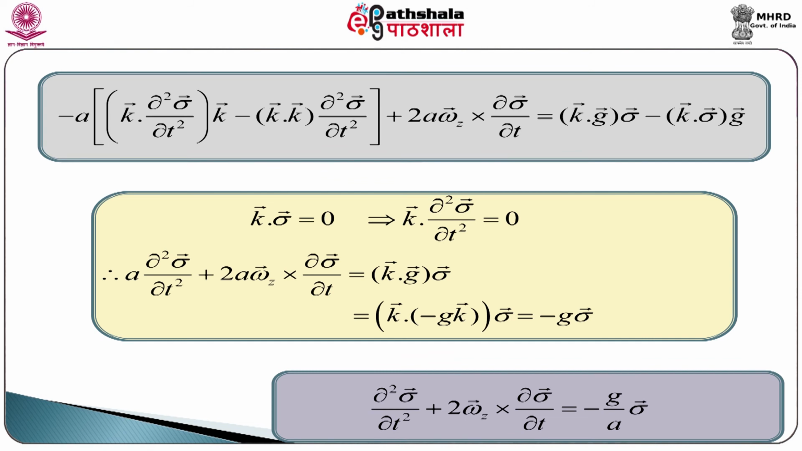Right hand side, k vector dot g vector can be written as minus g into k vector into sigma vector, which gives k dot k equal to 1. So, we have minus g into sigma vector. Thus, we have ∂²σ vector/∂t² plus 2 omega_z vector cross ∂σ vector/∂t equal to minus g divided by a into sigma vector.